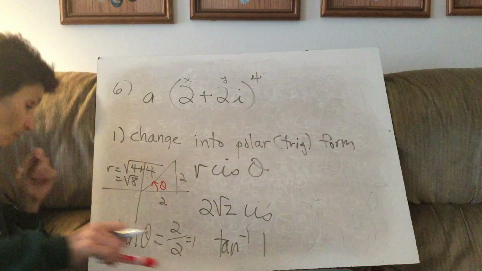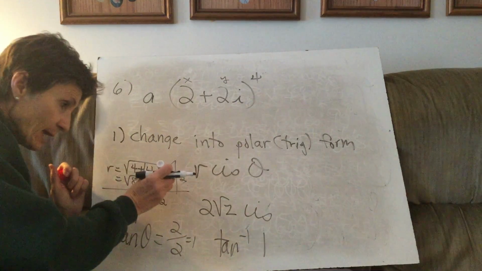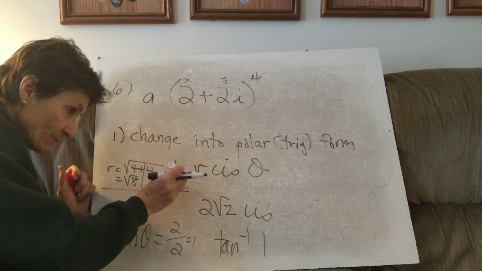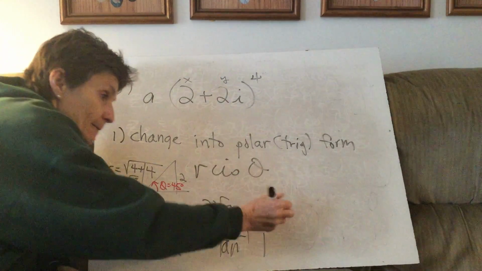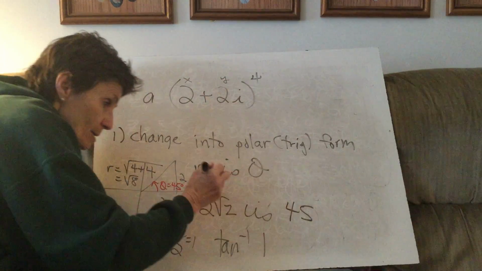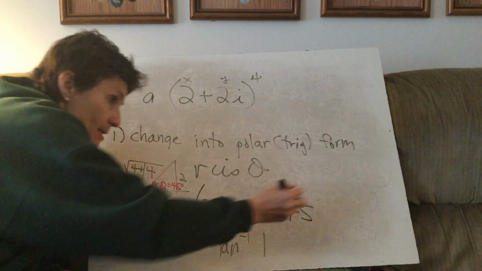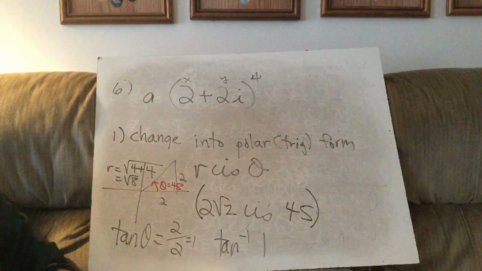And again, some of you probably don't even need a calculator for this. That's 45 degrees. When these two match, it's always 45. So here is the number in polar form.